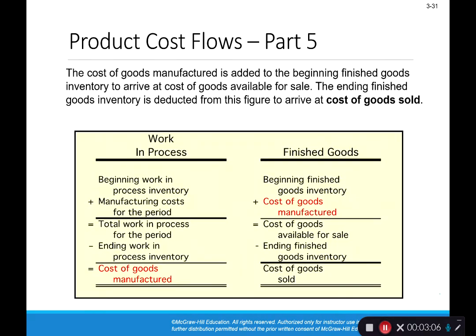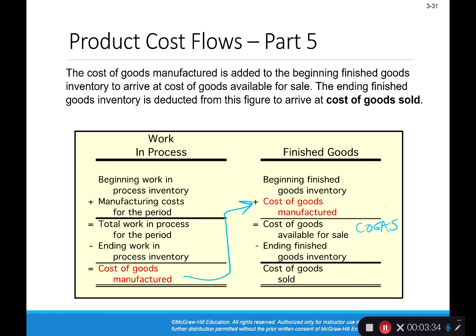Then there's one more step. The work in process formula that gets us our cost of goods manufactured moves on to the finished goods formula. And that formula should be extremely familiar too. It's beginning finished goods plus cost of goods manufactured equals cost of goods available for sale. I like to call that COGS because it's fun to say. And then minus our ending finished goods inventory finally gets us to cost of goods sold.